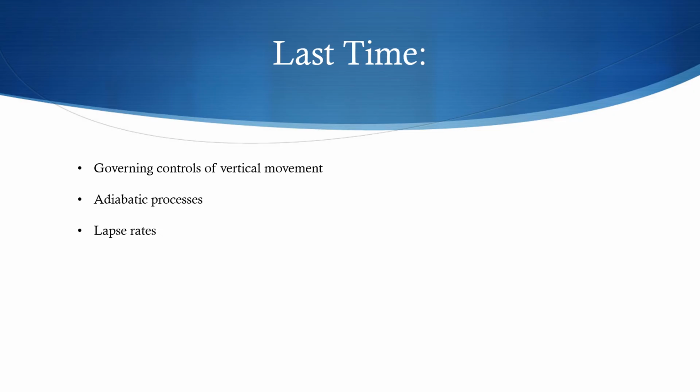And then finally we looked at lapse rates. Lapse rate is the change in temperature over distance. So as we go up in the atmosphere, for every 1,000 meters we go up, the temperature of our air parcel is going to decrease at a certain rate, and as we go down, it's going to increase at a certain rate.